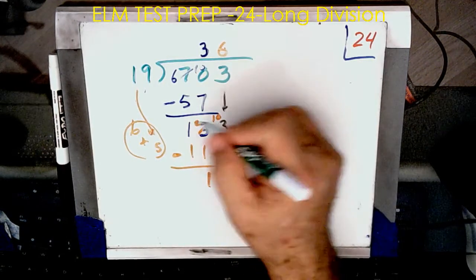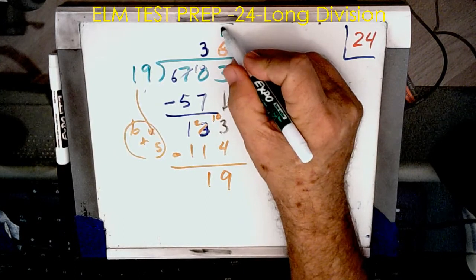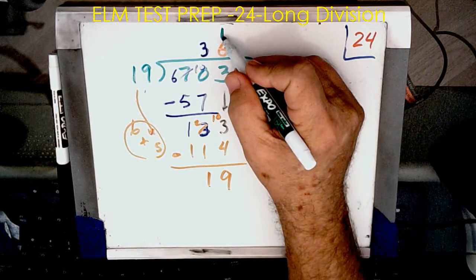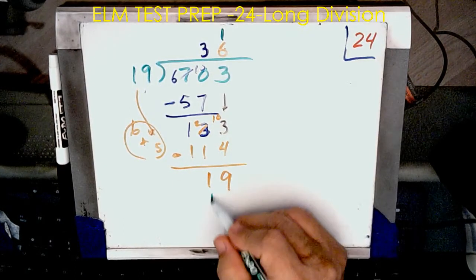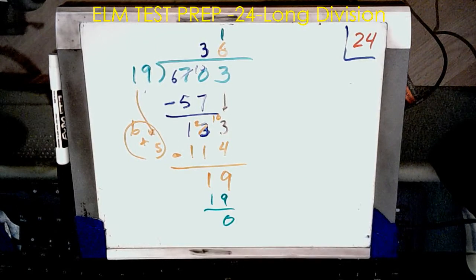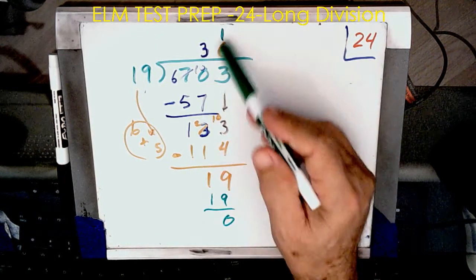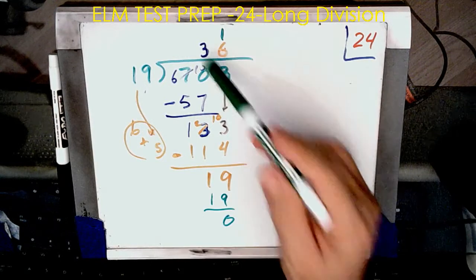Rather than go back and erase all this, I'm just going to put a 1 up here and divide by 1 more. 1 times 19 is 19. And now I have a 0 remainder. Well, you say, what the heck do I do with that now? Well, the 3 is okay.